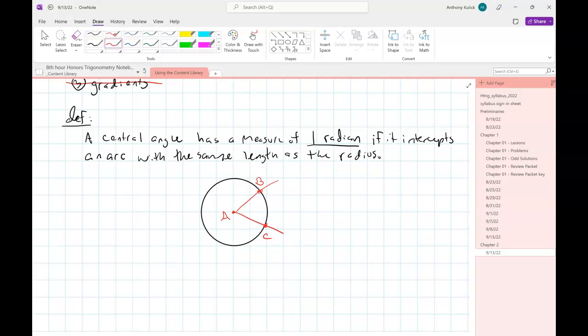So what we'll say is, if the measure of AB, the radius, is equal to the measure of arc BC, then the measure of angle ABC is equal to 1 radian. Everybody agree with that, what the definition is saying?